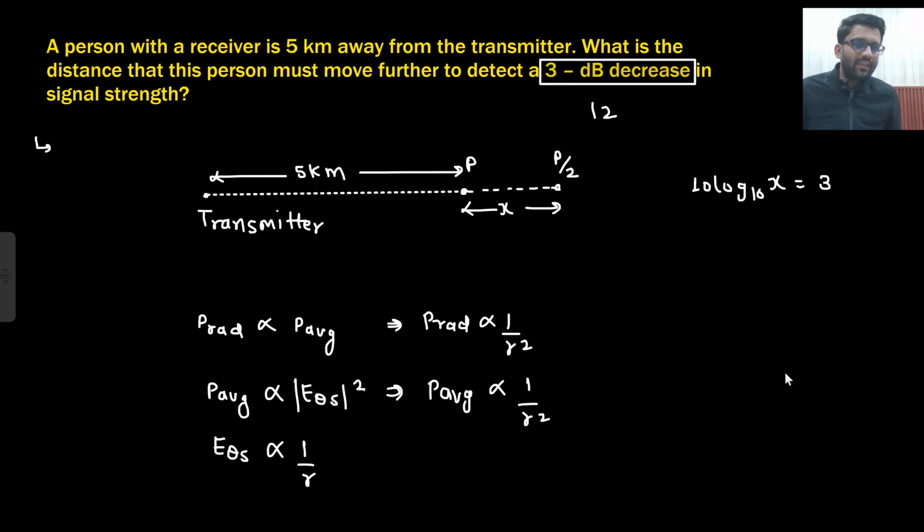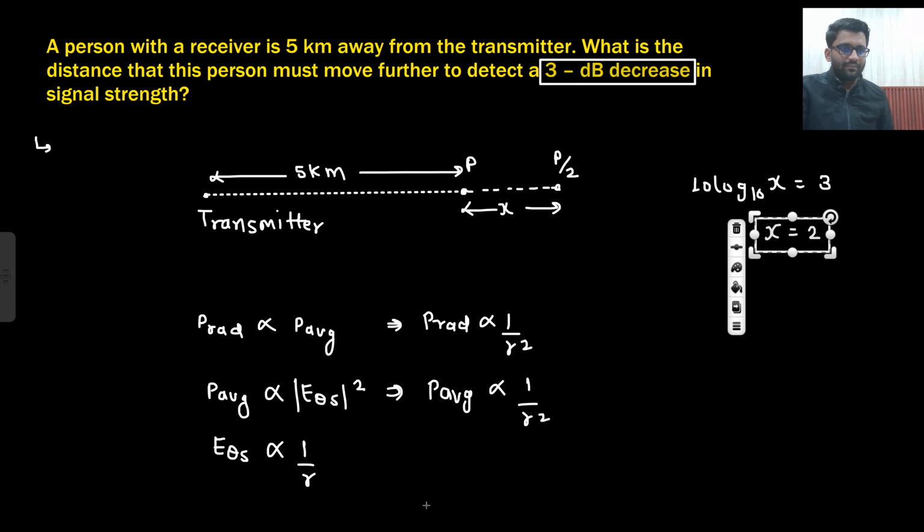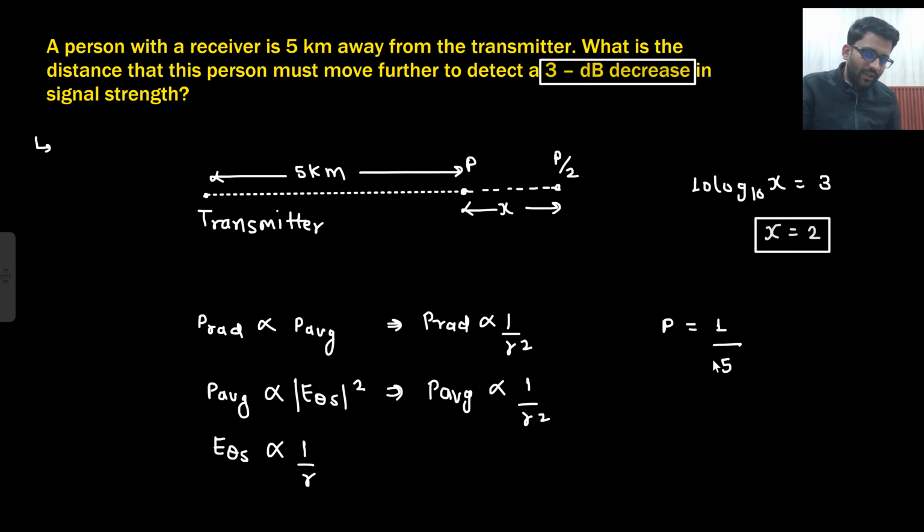If here it was 12 dB decrease, then what you would have written? 10 log 10 x is equal to 12. So what you are getting? x is equal to 2. That means by the factor of 2 it should decrease. What does that mean? That power should be half. So power was P when the distance was 5 kilometers square. And power will be P by 2 when the distance has become 5 plus x whole square.